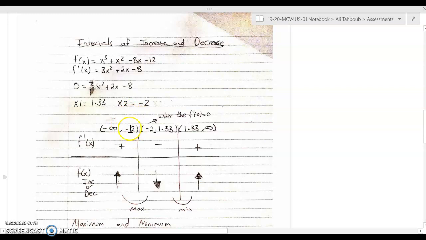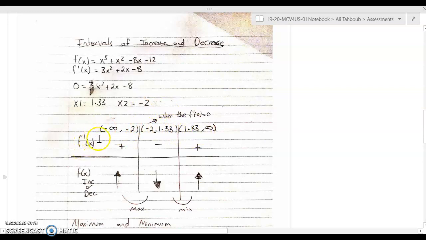In this case, it's -2. And then I did an interval of -2 to 1.33, as that's the other x value, and we know that both of these values are on the f prime of x graph. And then I did 1.33 all the way to infinity. My apologies. Then after that, what I did is I plugged any number between -infinity to -2, like any number in between each interval, into the first derivative.